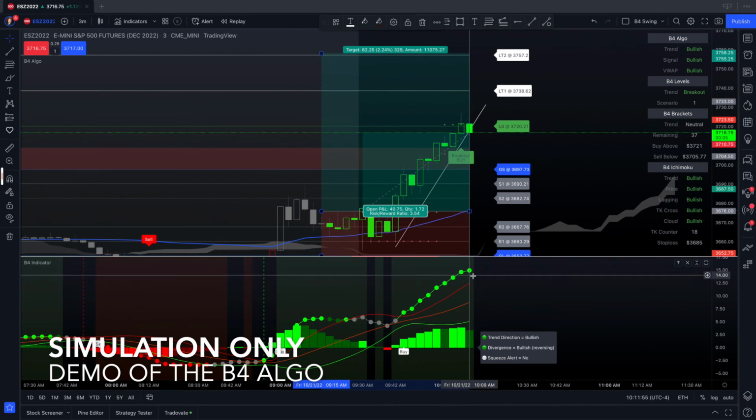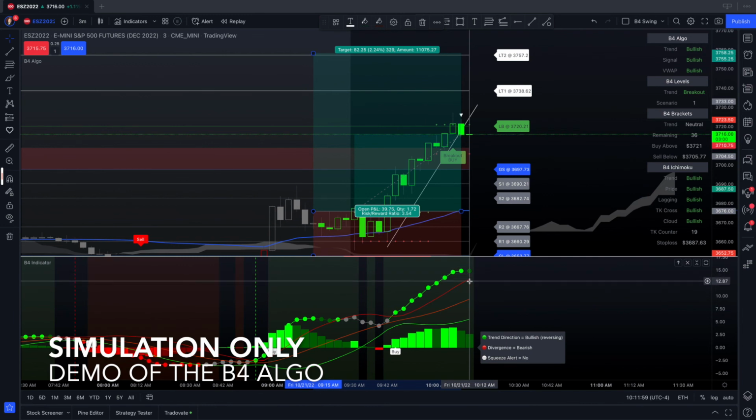It hasn't turned dark green yet, but I expect it to lock in with a dark green color here. There it goes. That was the perfect place to take profits, guys.